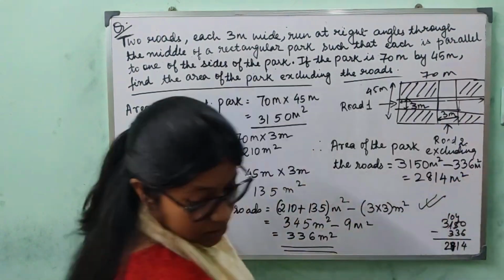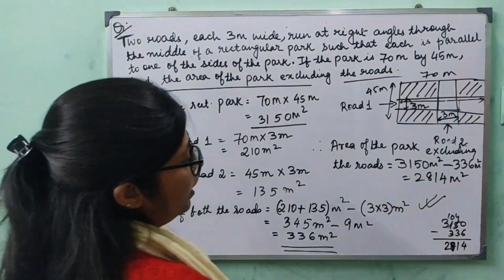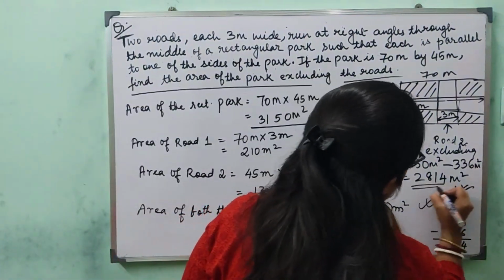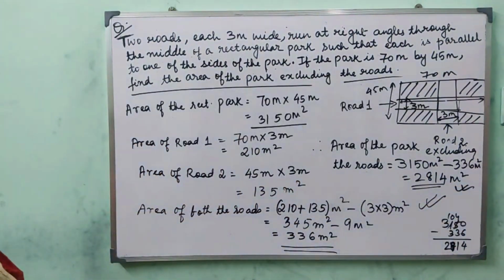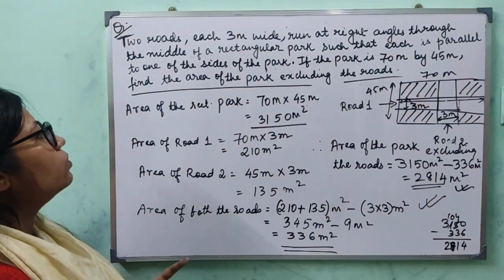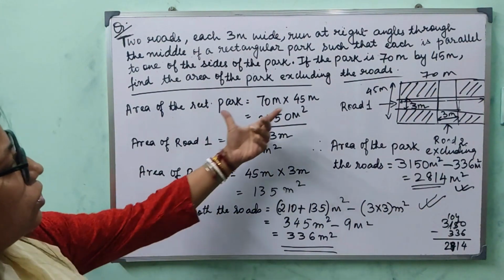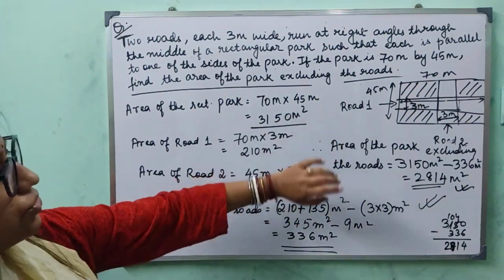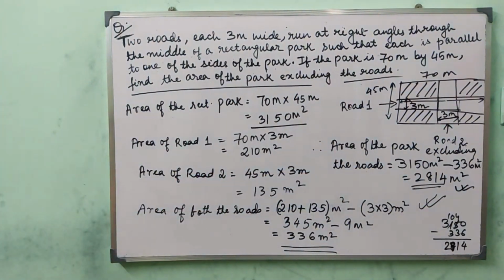2814 meter square, which is the area of the park excluding the two roads. So we'll just give a fast recap of the sum. The very first thing that we did, we found the area of the rectangular park, which is length into breadth, which was 3150 meter square.